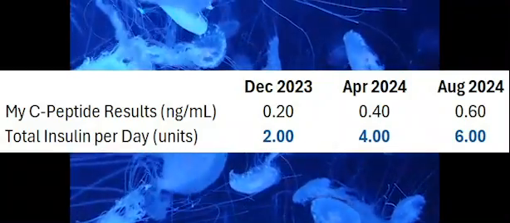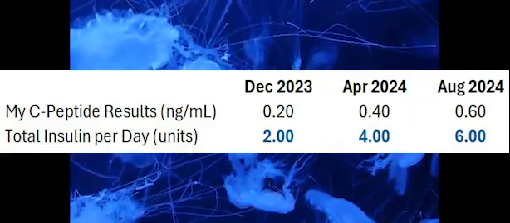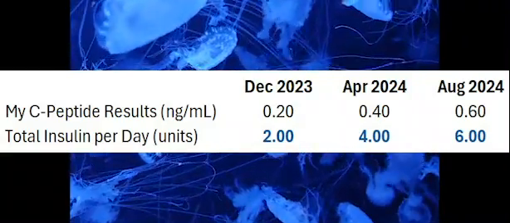So here are the results that I already shared. Back in December 2023, I had a C-peptide result of 0.2.